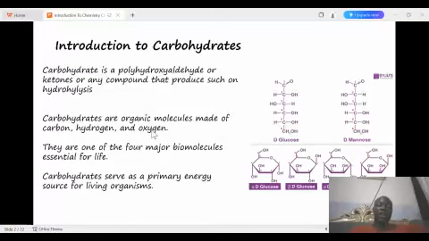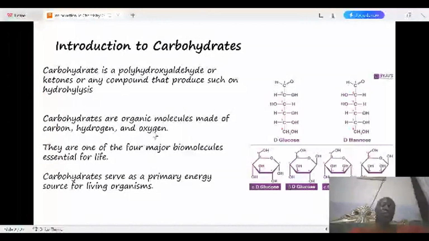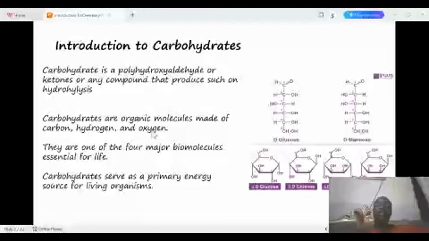So what I'm saying, ladies and gentlemen, is that carbohydrate is a primary source of energy for living organisms. It means it is the first biomolecule that produces energy in our body, although other biomolecules in our body can also generate energy. But provided that there are carbohydrates, many molecules can be used for energy generation.